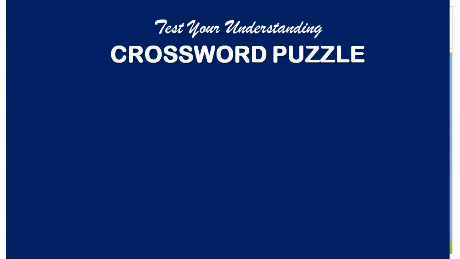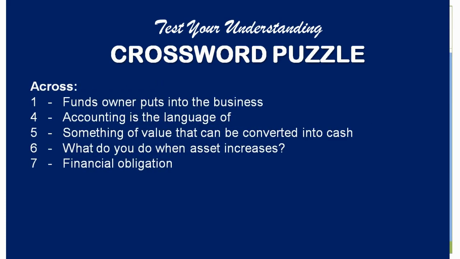Like I said, the aim is to test your understanding. I've given you a series of clues that you will use to complete the puzzle. The clues across are: Number 1, funds the owner puts into the business. That's a clue. And number 4 across, accounting is the language of, and I want you to complete that.